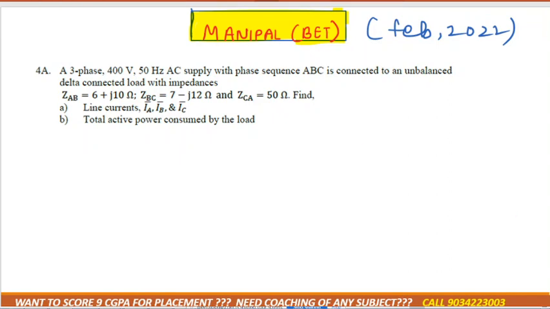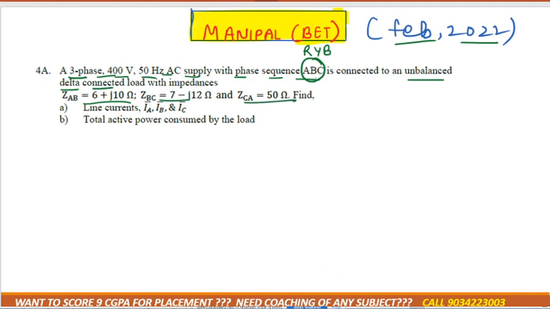Now see, this is the question from February 2022. In this they said a three-phase 400 volt 50 hertz AC supply with a sequence of ABC. ABC we can consider as RYB, but they have given it in terms of ABC, so we'll write down ABC. As they said, unbalanced delta connected load. Unbalanced means all the impedances are unequal.